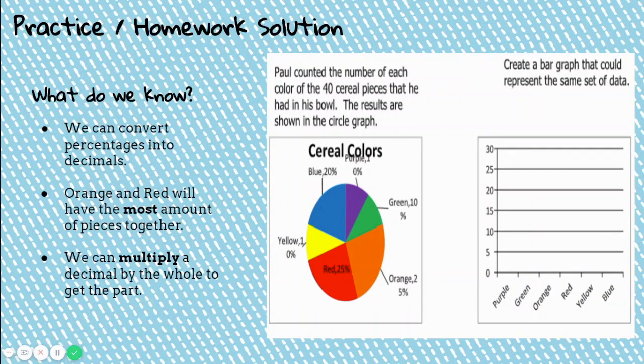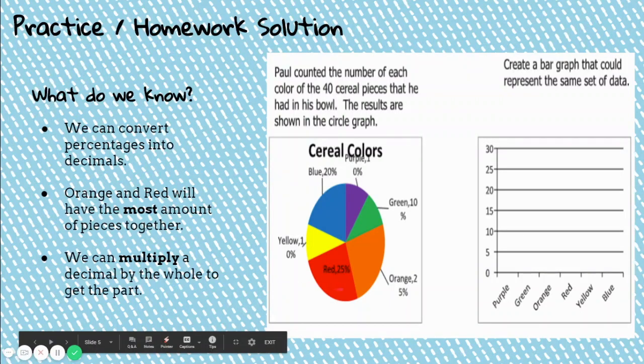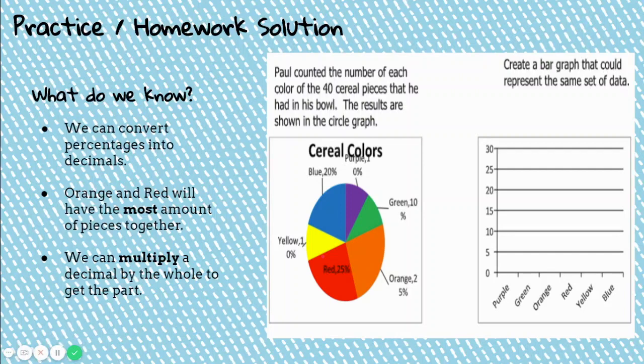Well, we know that we can convert percentages to decimals. We know that orange and red will have the most amount of pieces together. I will say that I know that this particular circle graph, the numbers are a little off, but we know that this is 25% for red, 25% for orange, 10% for green, 10% for purple, 20% for blue, and 10% for yellow.